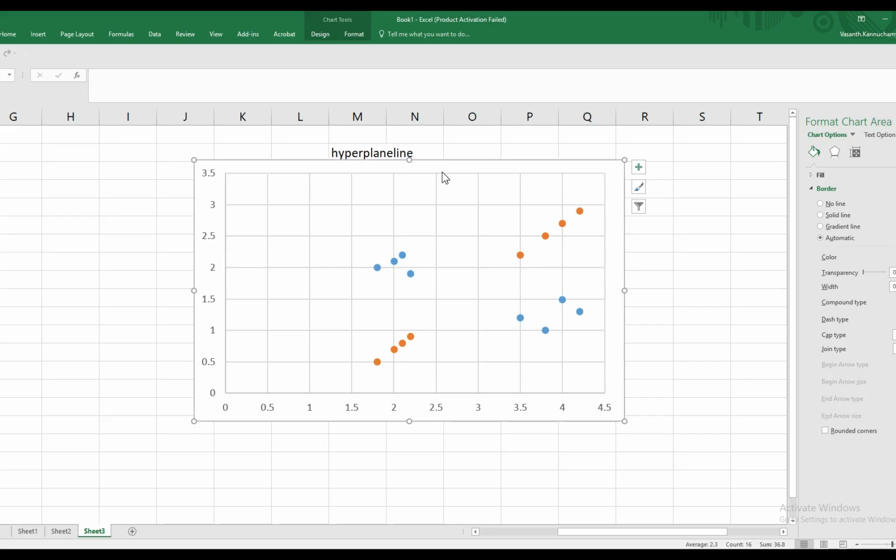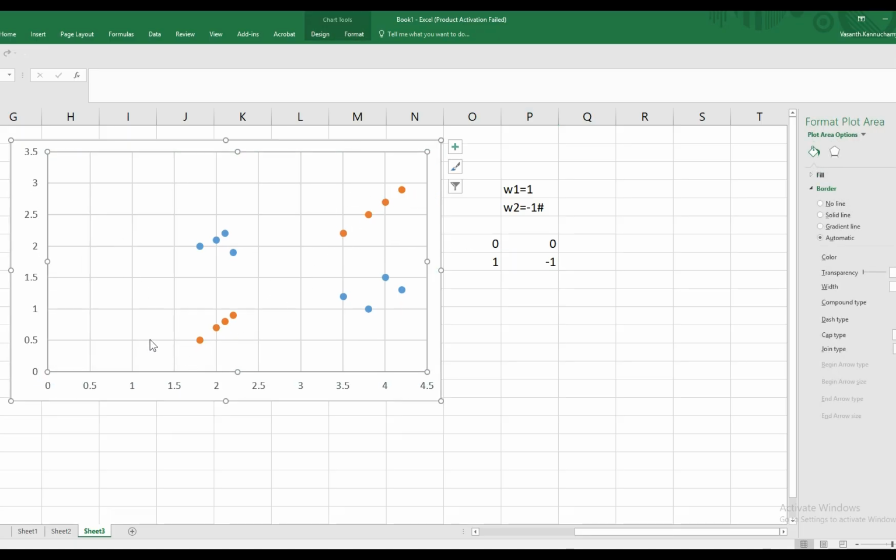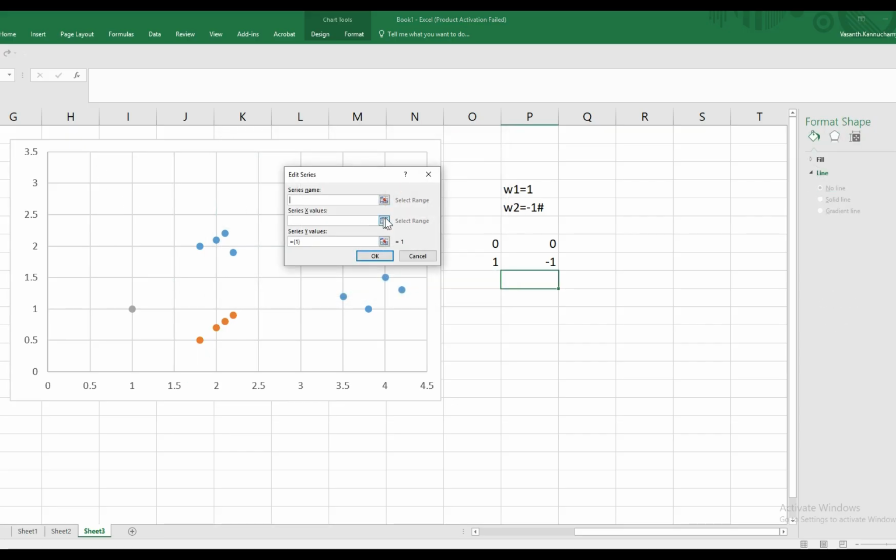Yeah? So our vector is nothing but w1 equal to 1 and w2 equal to minus 1. I can plot this if you want. So let's put 0 comma 0. So x is equal to 1, y is equal to minus 1. I can plot the vector here. So that vector will be perpendicular to this line. So let's plot it, select data at x.